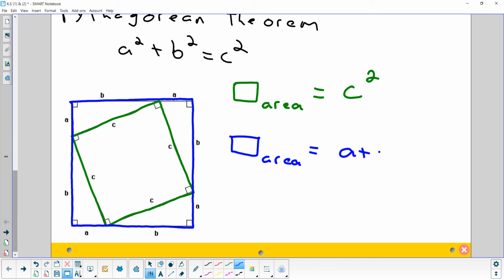Remember what we said about the area of a square. It's just the length of a side squared. So there's the area of the blue square. And now, I'm just writing down some different formulas. Let's find the area of one of these triangles.